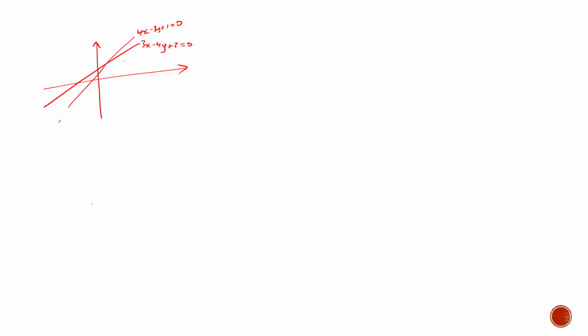Like I had said earlier, we have two angle bisectors. We have one right there, then you have the other one right there.